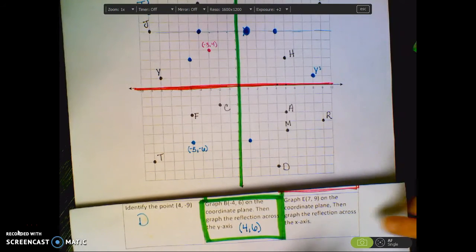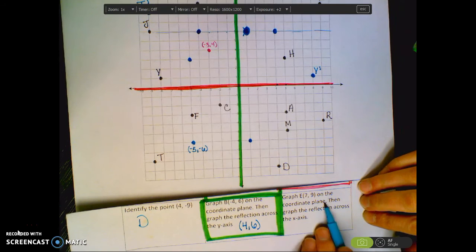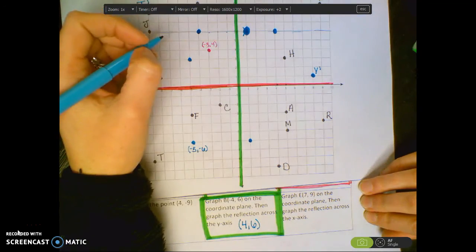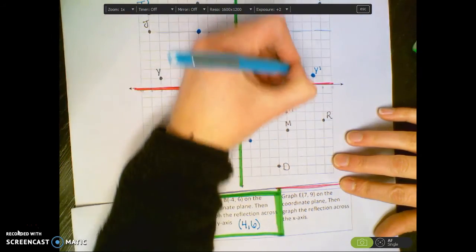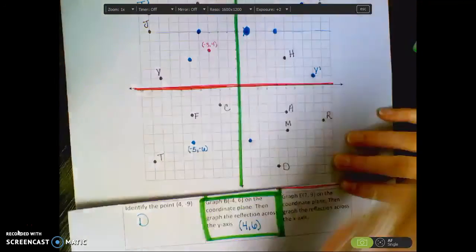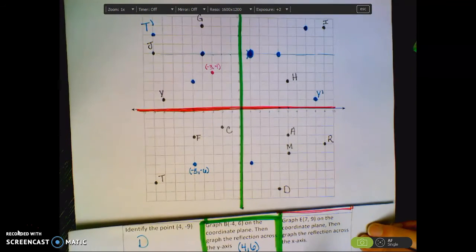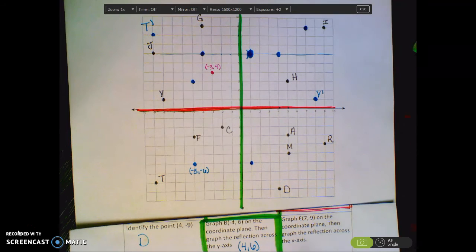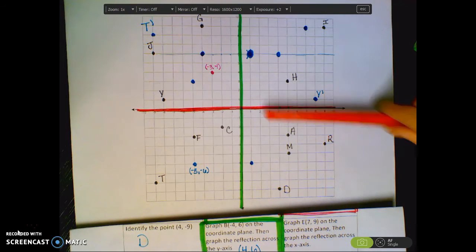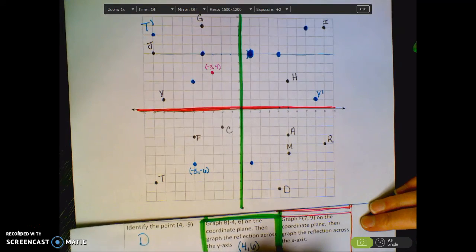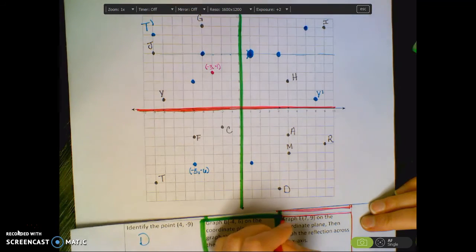Graph E, which is 7, 9 on the coordinate plane, then graph the reflection across the x-axis. Keep getting that wrong. So 7, 9. I'm first going to graph 7, 9. So 7, 9, right up here. Okay. Move that down a little. And that's 7, 9. And then I want to reflect it across the x-axis. So the x-axis was the red. So I'm going to make sure I cross over the red.